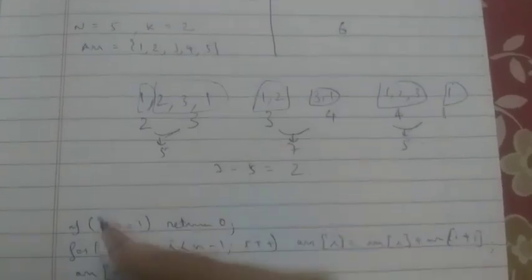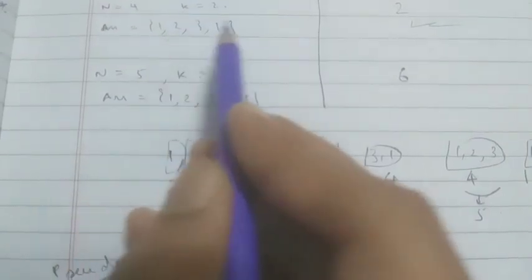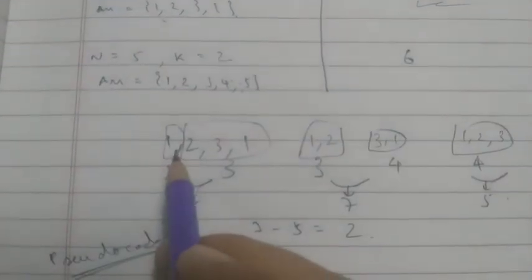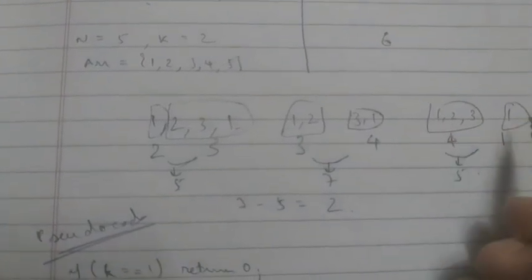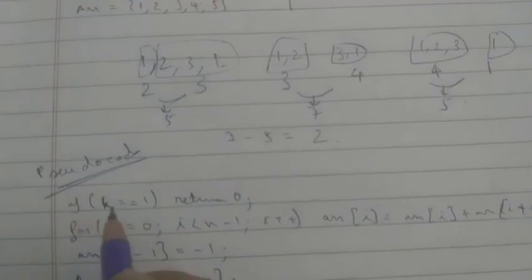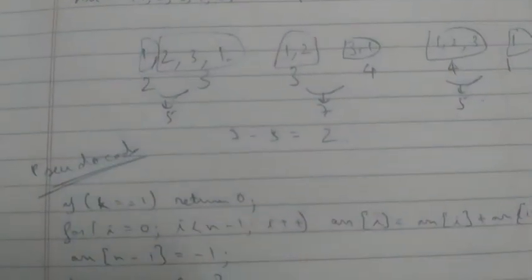In this case, I will directly go to the pseudocode, and then I will explain how to do that. One simple intuition about this is, no matter how many partitions there are, the first and the last elements are always counted. 1 is always counted, and this one is always counted. So first of all, the base case: if k is equal to 1, that is there is no partition, it is the whole array, then return 0, because the maximum and minimum will be the same.